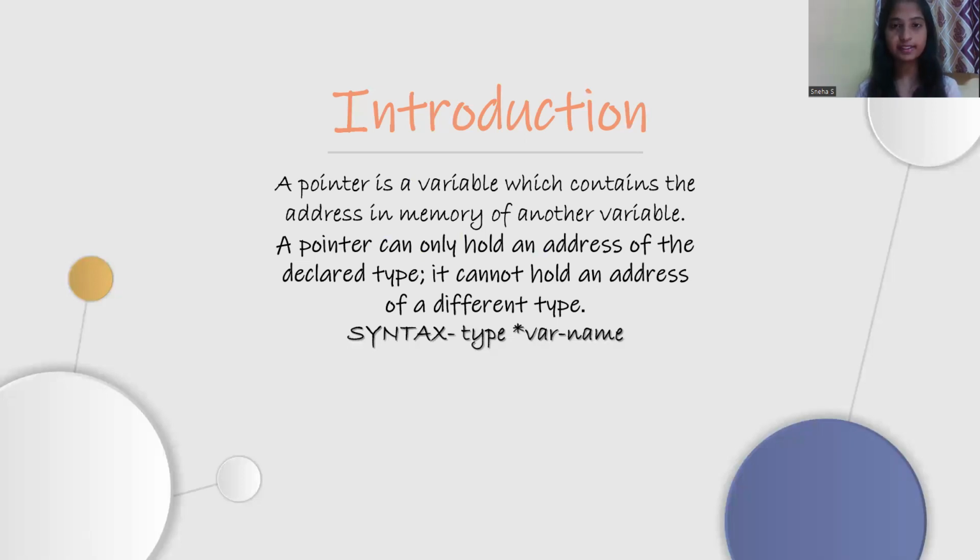For example, take variable A, which stores a pointer *A, which stores the address of another variable B. And the syntax is type asterisk variable name. Type here can be of any type, such as double, float, or any other type.